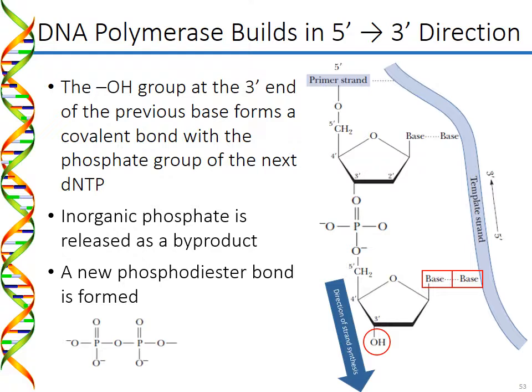And so you see on the newly synthesized strand, we have 5' at the top, we have 3' at the bottom, and so the direction of strand synthesis is from 5' to 3'. DNA polymerase only builds in that direction. It actually cannot build in the 3' to 5' direction.